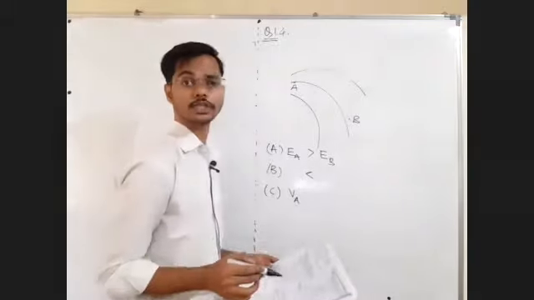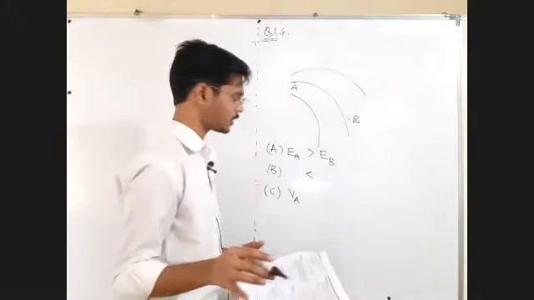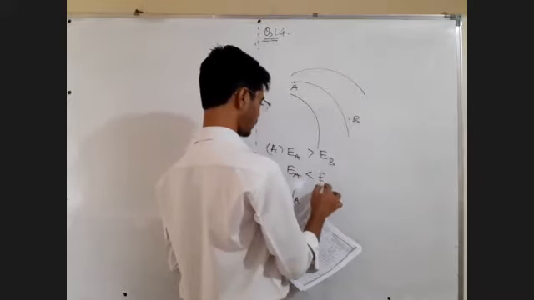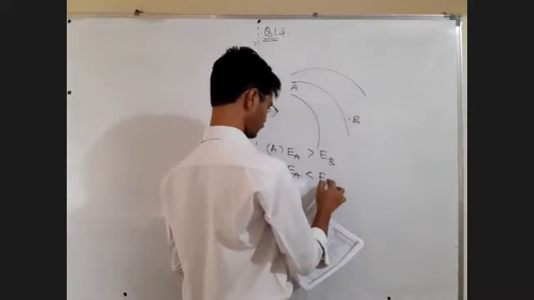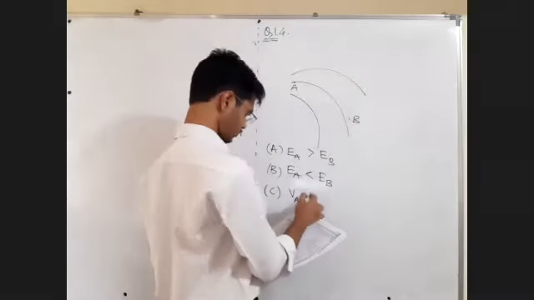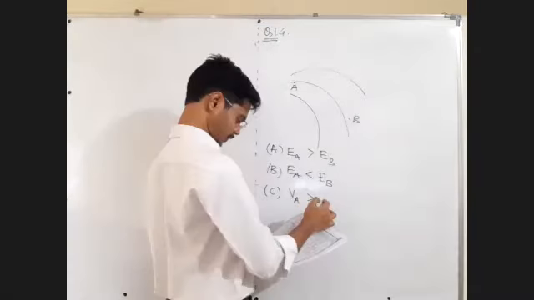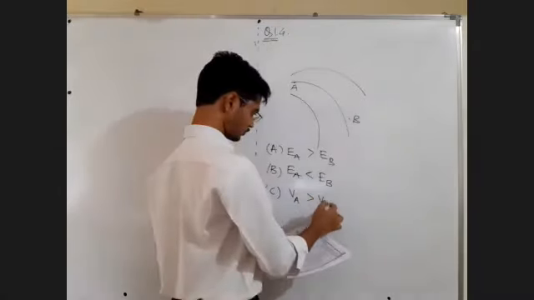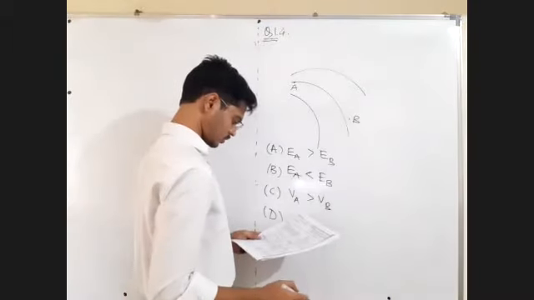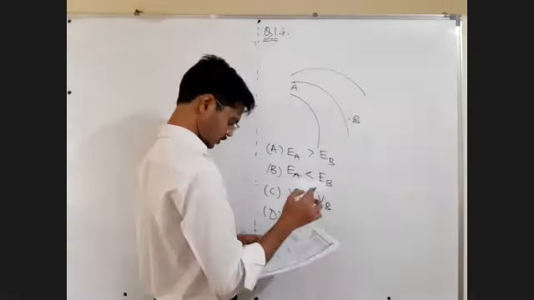VA means potential. Electric potential we have not learned yet. Okay, so right now this question we cannot solve for electric potential, but that we can solve for electric field. Electric potential we will learn, and then we will solve the same question back again. Okay, you just remind me.